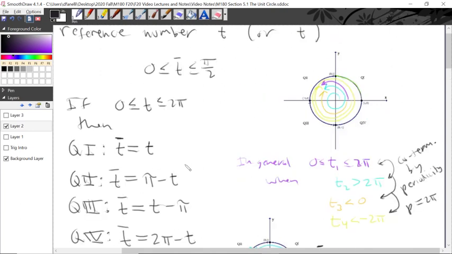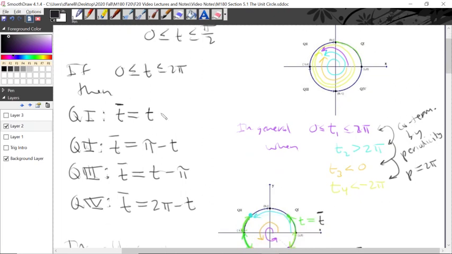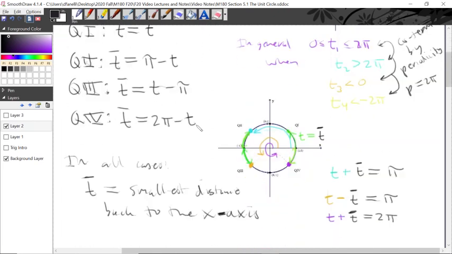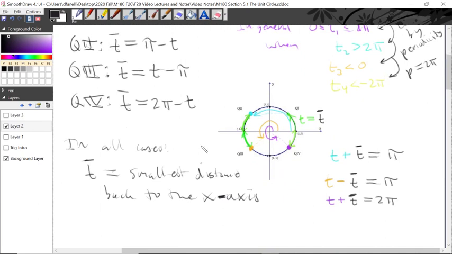So now if you're given any value of t, even large positive values or negative values as well, for any value of t, you can relate that value of t to some value of t that was coterminal, that is within the initial period from 0 to 2 pi. Then for any value of t that is between 0 and 2 pi, you can associate it with a quadrant 1 reference number, by symmetry. The reference number will always be equal to the smallest distance along the unit circle back to the x-axis.